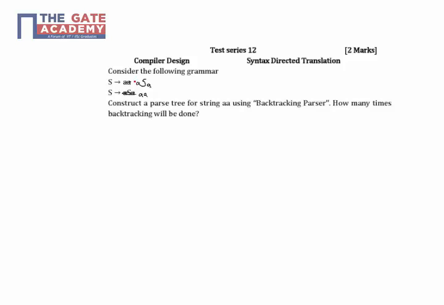A context-free grammar is given: S to ASA and S to AA. Now we will have to construct a parse tree for AA using a backtracking parser, and then we'll have to tell how many backtracks will be done to get that particular string AA exactly.